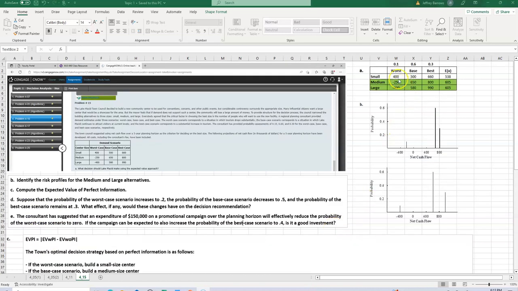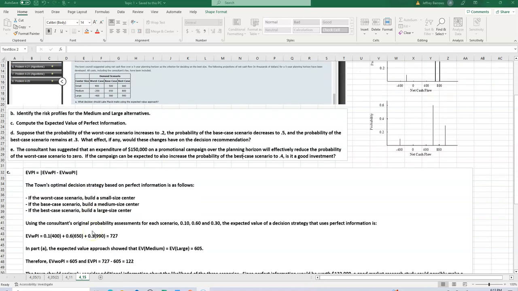If I go up and I look at the payoffs in each one of these categories, worst, base, and best, notice that the best outcome in the worst case is $400,000. The best outcome in the base case is $650,000. And the best outcome in the best case scenario is $990,000. So with those associated probabilities, if I had perfect information on which size facility to build, the expected value of that decision would be about $727,000. And that's using the existing probabilities for each one of the demand scenarios.